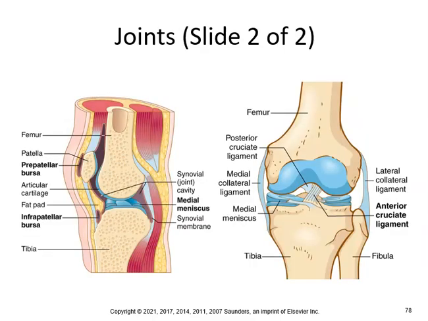So here's a joint here. There's a femur, patella, bursa. That's what a bursa looks like. Again, you don't have to label any of these on a diagram. This is just to help you learn a little bit better.